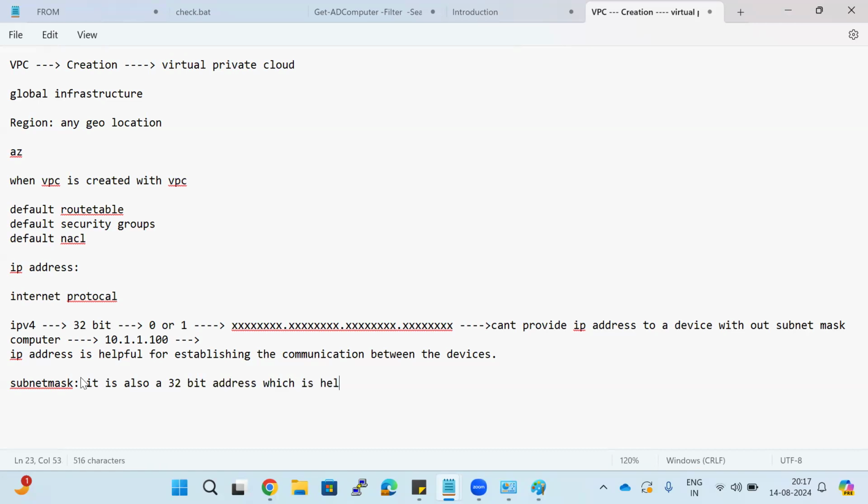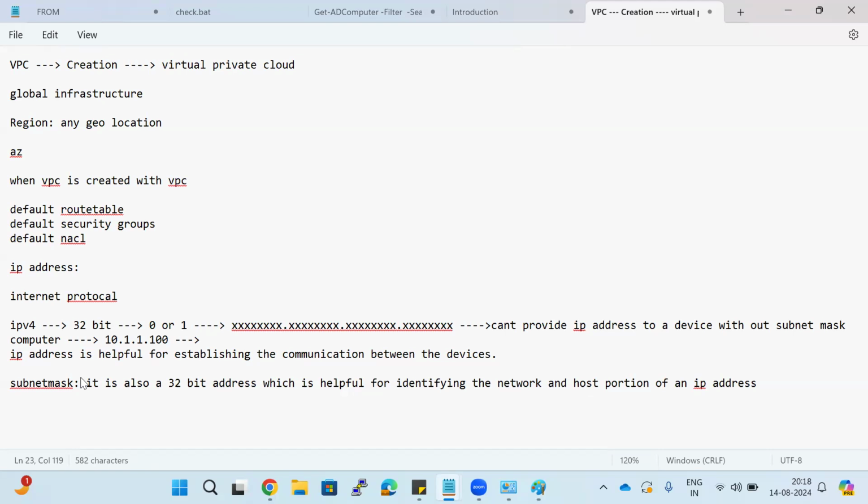It is helpful for identifying the network and host portion of an IP address. So by looking at the subnet mask, we can identify the network and host portions of the IP address. Host is nothing but the numbering which is given to the system. So again, who will decide whether this is in the same network or a different network? That can be decided by the subnet mask.